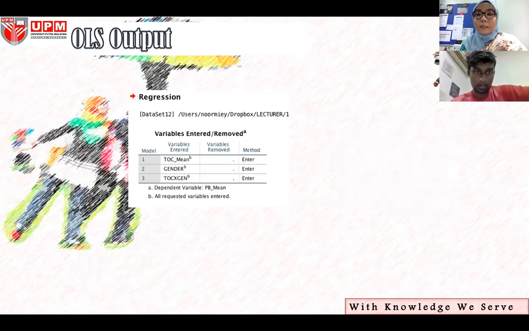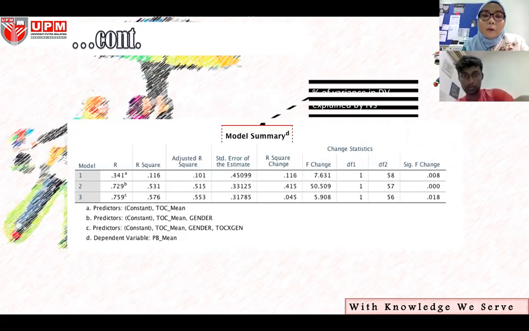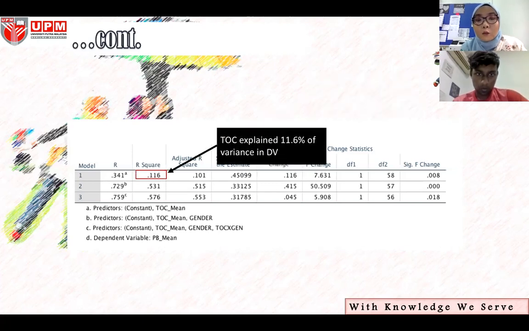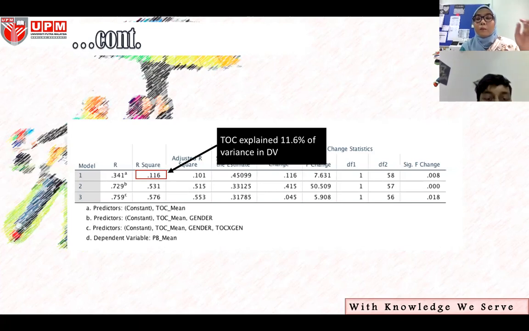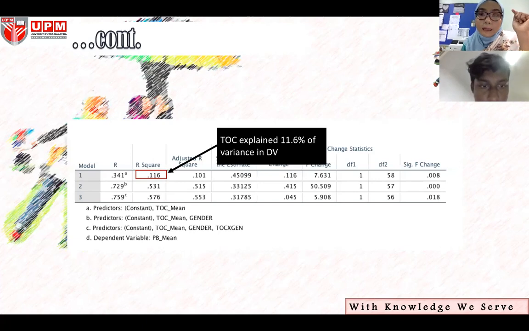Okay, let's proceed to the next table. This is the model summary, correct? The model summary will show you the percent of variance in the DV explained by the IV. So what we want is the R and R squared value. Based on your table, the R squared value for model one is 0.000. Very small. Model two is 0.265.